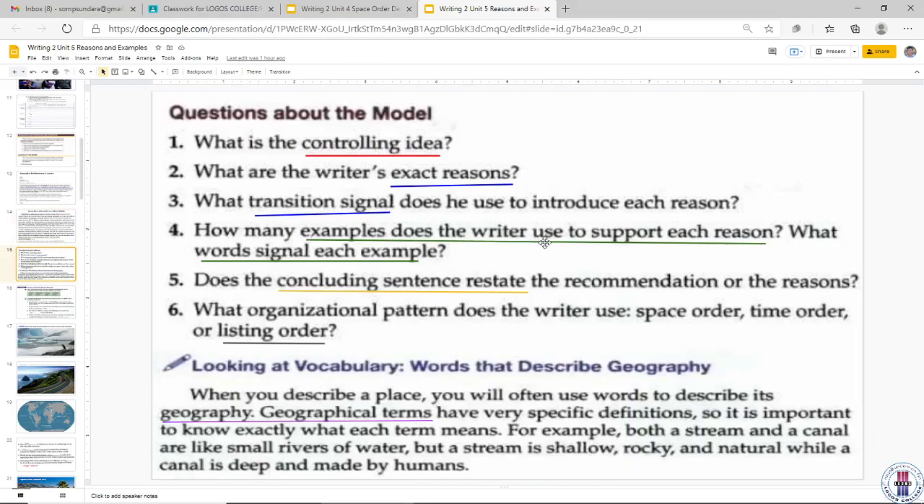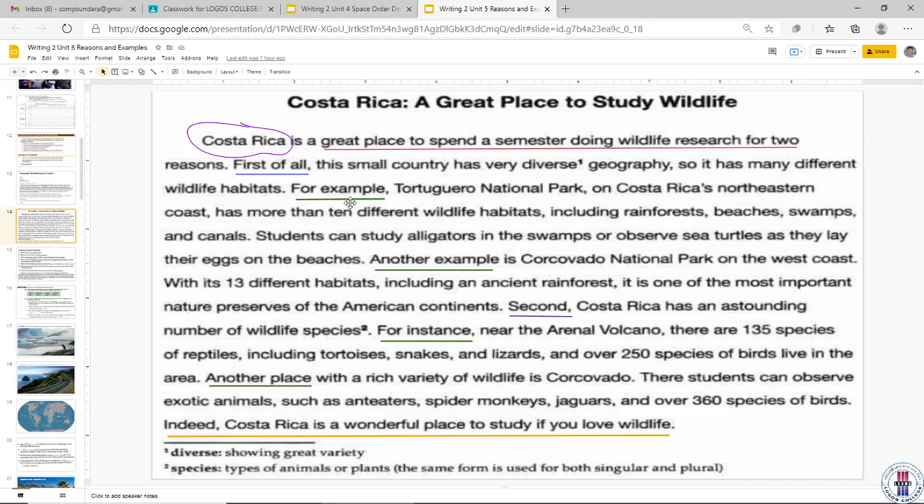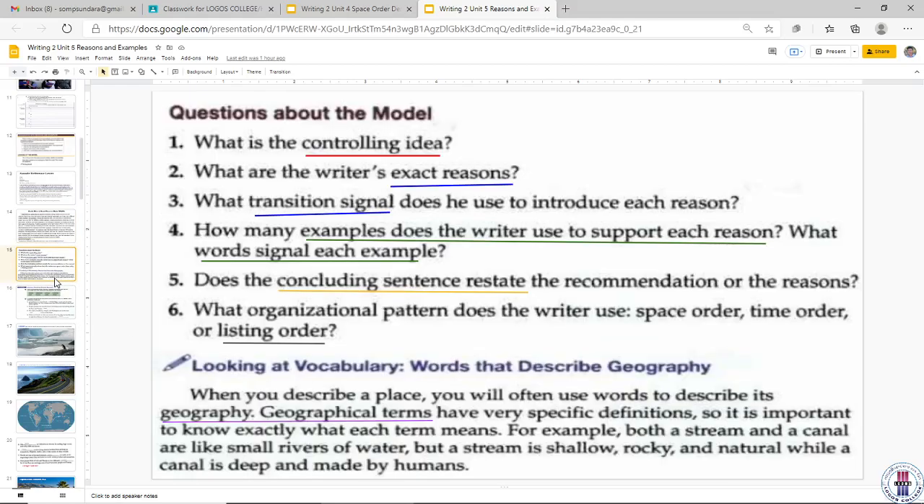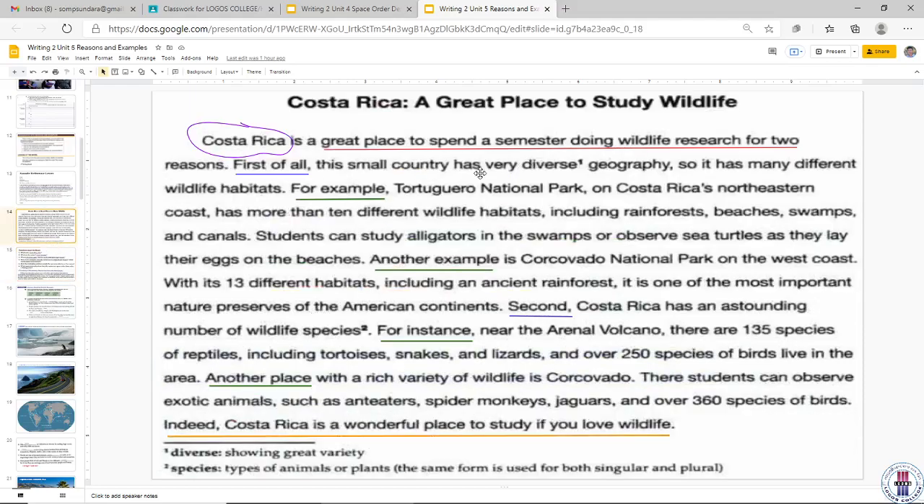How many examples does the writer use to support? What words signal each example? I underline those words in green. And does the concluding sentence restate the recommendation or the reasons? So what he does is he restates the recommendation. He says it again, because he says a great place to spend a semester doing wildlife research. Costa Rica is a wonderful place to study if you love wildlife. All right, so he restates it.